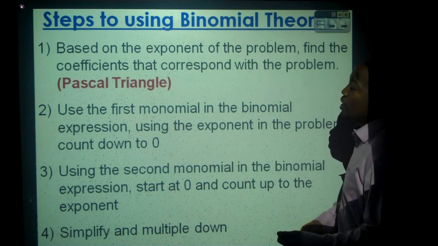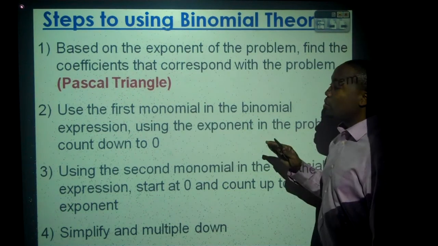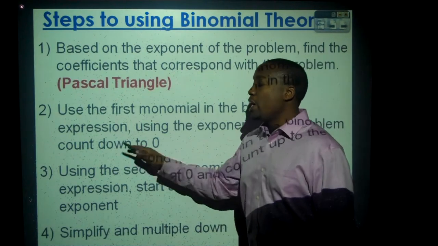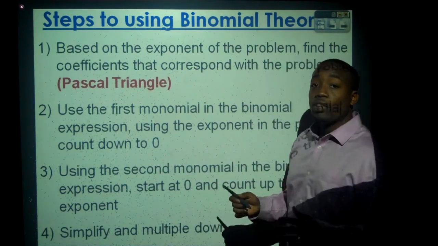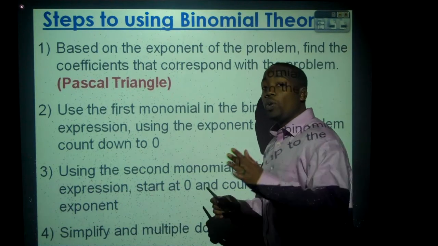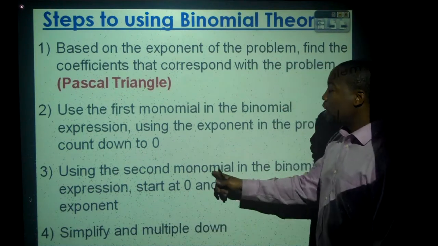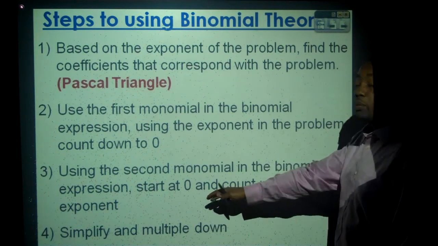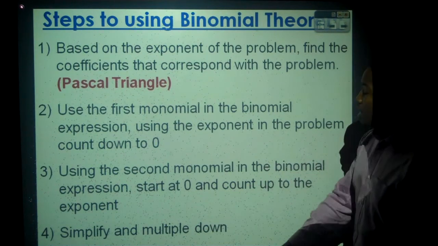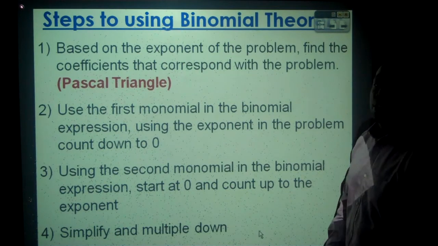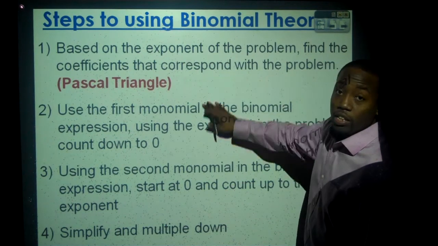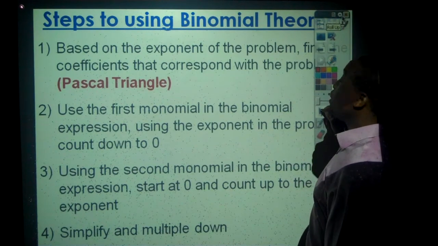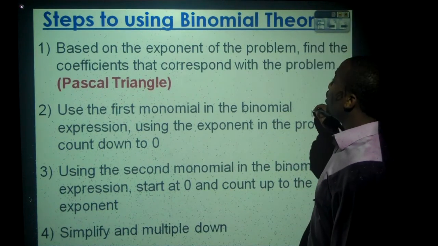Next thing, for the first monomial in the binomial expression, use the exponent in the problem and count down to 0. So for example, if you're at 3, you want to count from 3 all the way down to 0. And on the second monomial, you want to count up, from 0 all the way up to the exponent that you got, and then you want to simplify and multiply down. So this all sounds great, but let's see an example so that everything will make sense.